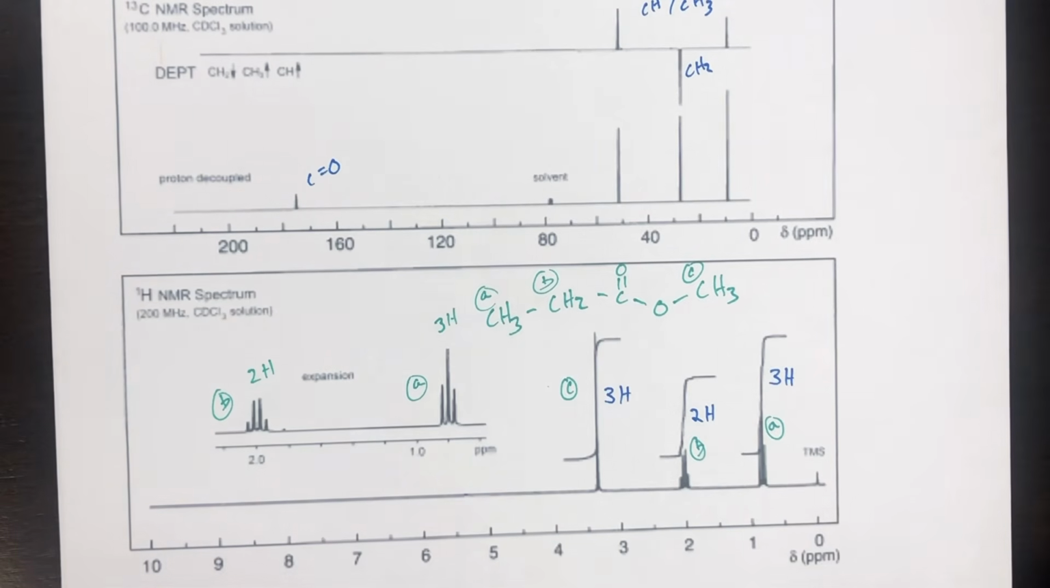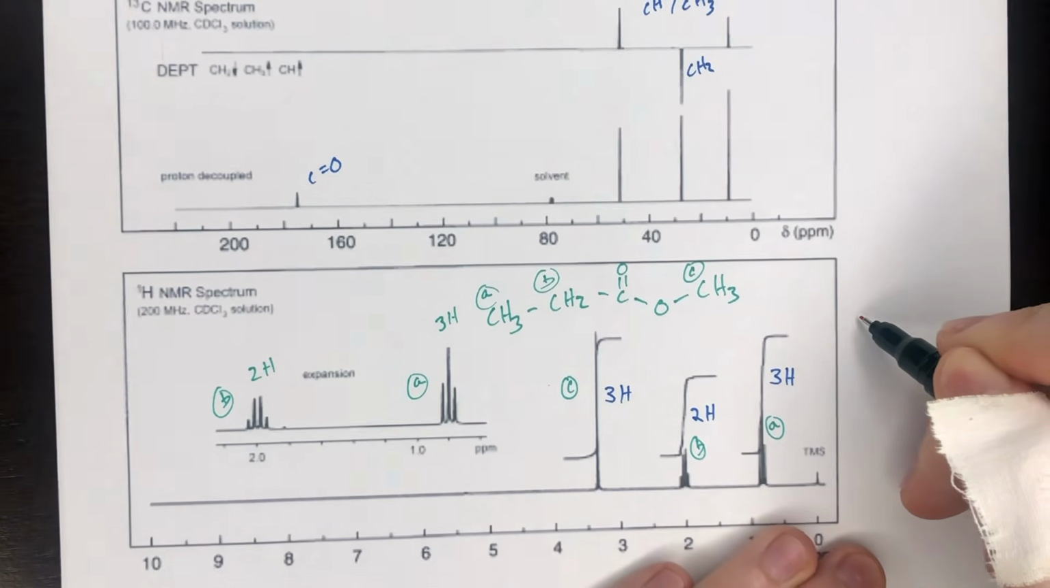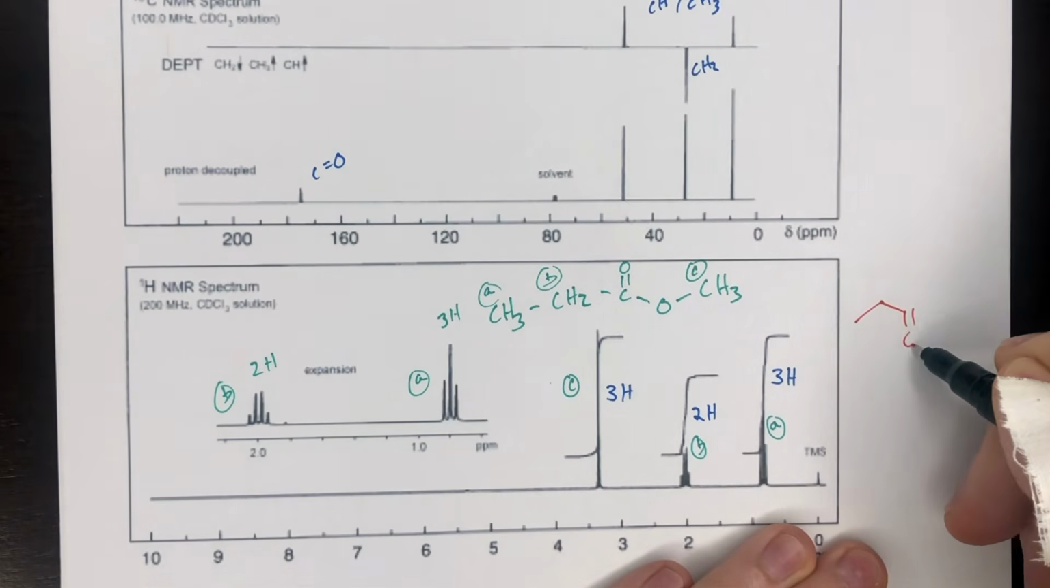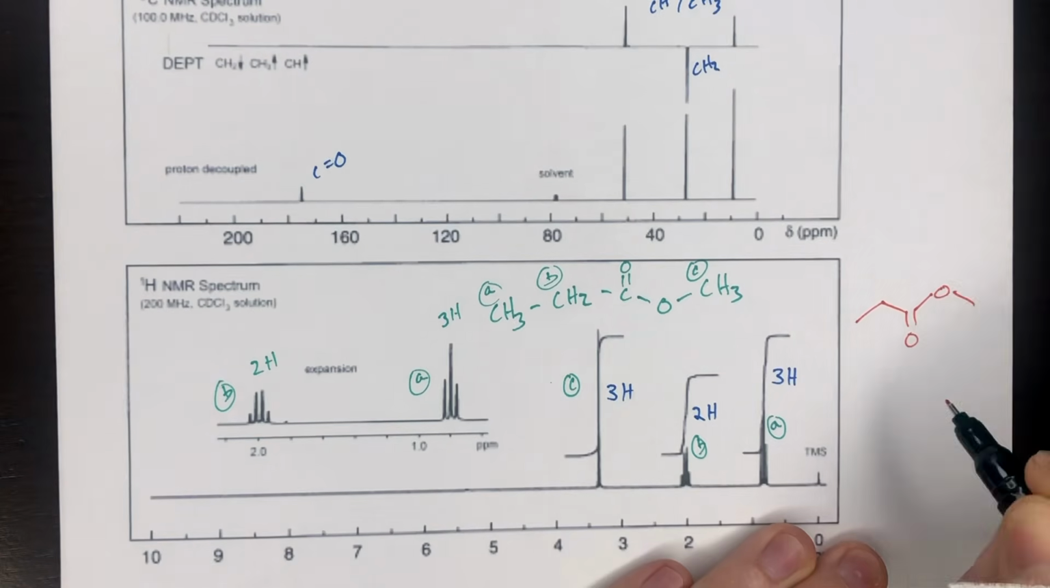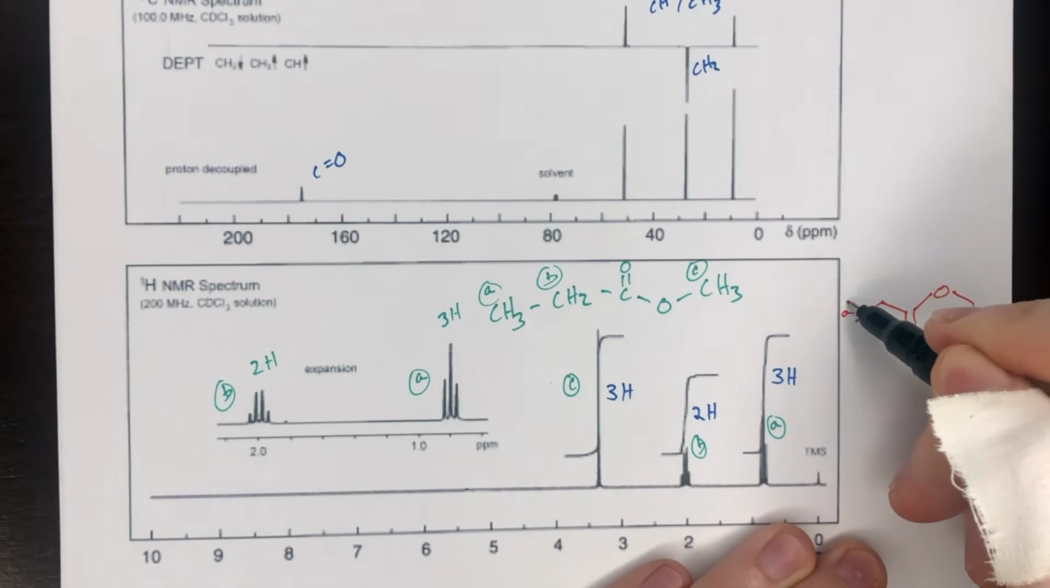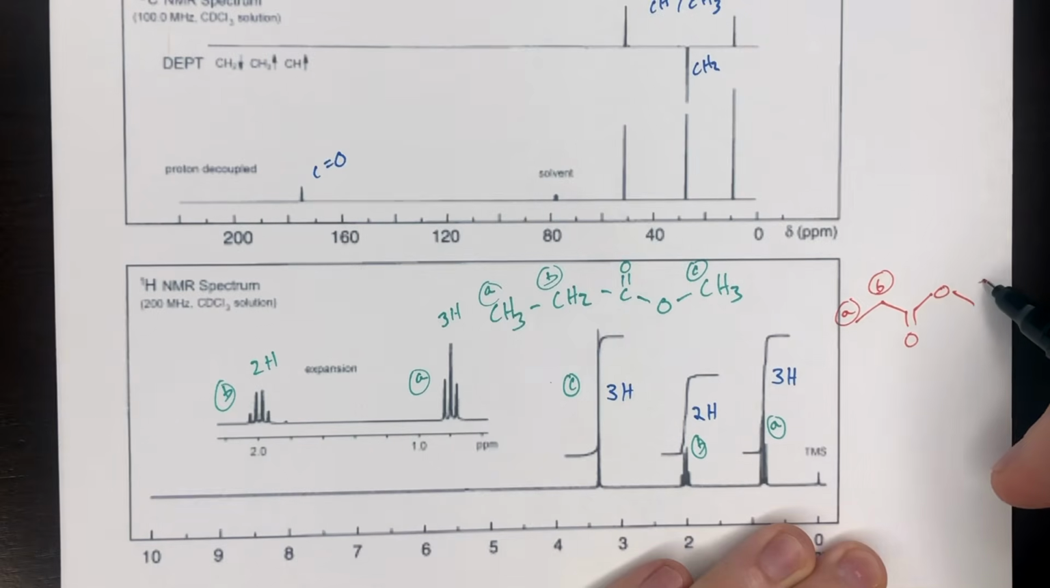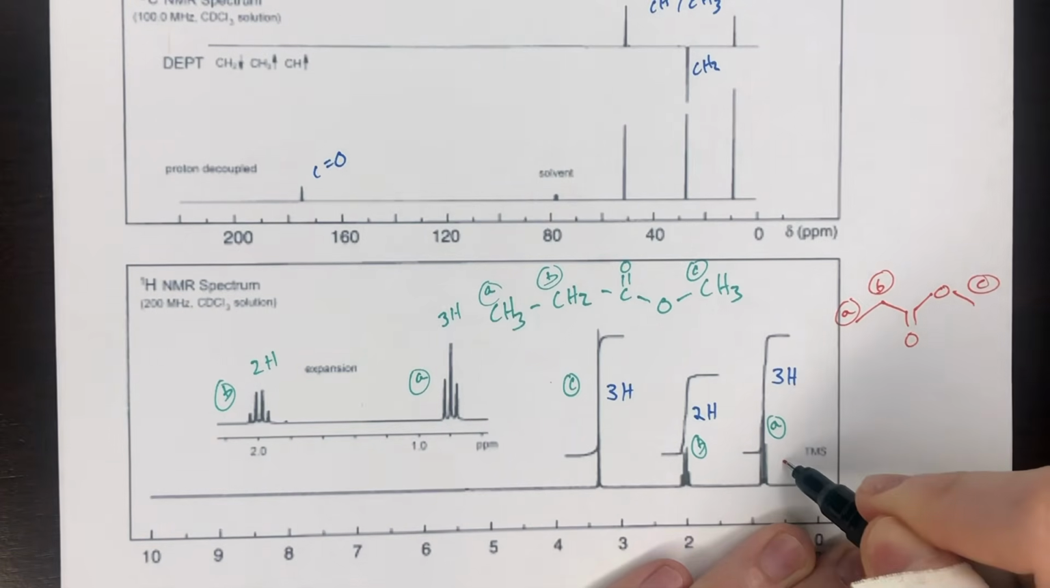So this gives us that structure, and then let's label everything to make it consistent. All right, so here this is A and B, and this is C. So A and B and C.